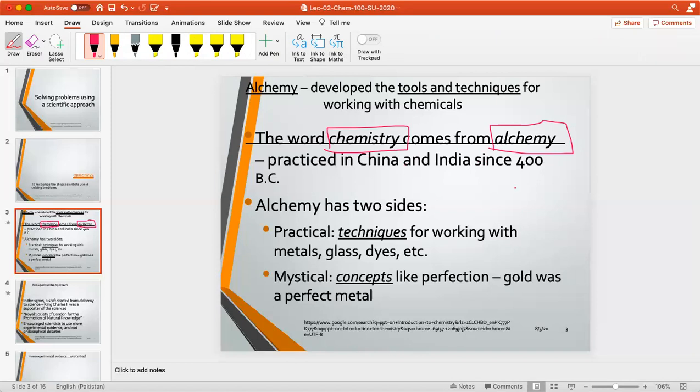So if we go back to the history, in 400 BC it was practiced in China and India. Now this alchemy has two sides. Number one is the practical side, which means the techniques for working with metals, glass, dyes, etc. And the second side is mystical concepts like perfection. In the last lecture, I told you that mostly the Arabs spent the entire time trying to convert metals into gold. Gold was the perfect metal, so they tried to convert every metal into gold. That's the mystical side.